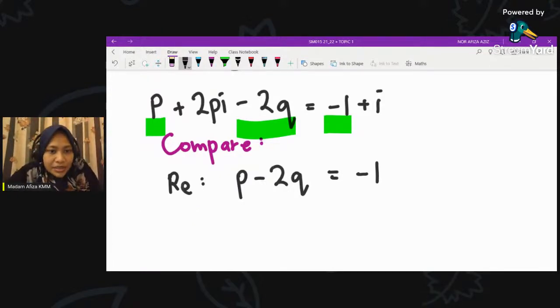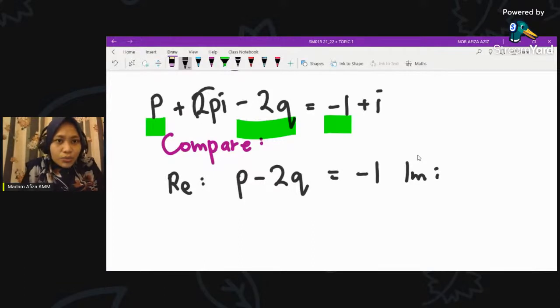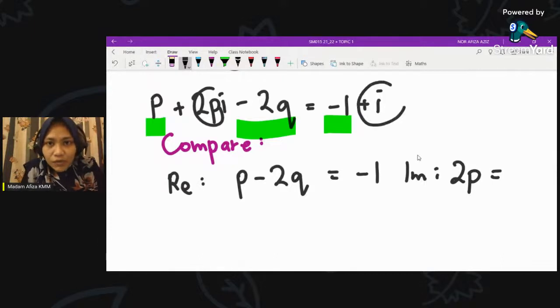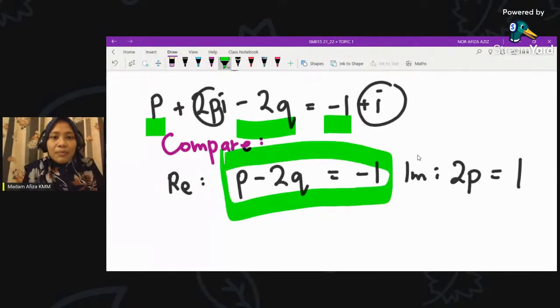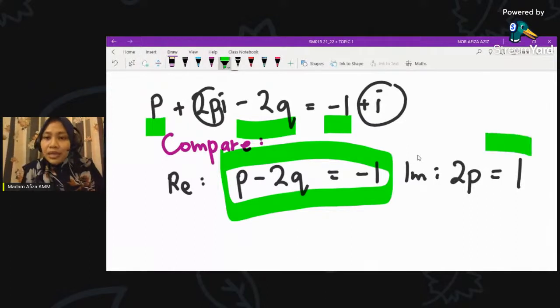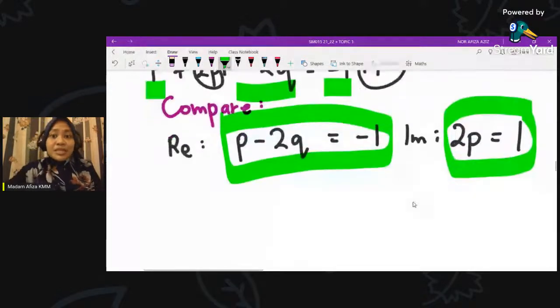And let me write down the imaginary part. So the imaginary part will be 2p, right? So I write down 2p equals to, over here, what is the coefficient? It must be 1, right? So now we have two equations: p minus 2q equals to negative 1, and 2p equals to 1. So how to solve this? We will solve these equations simultaneously.